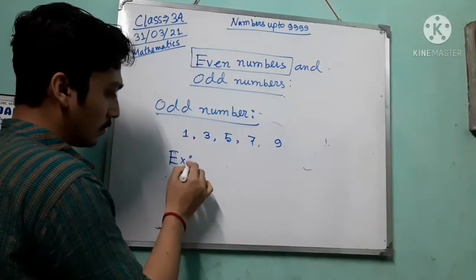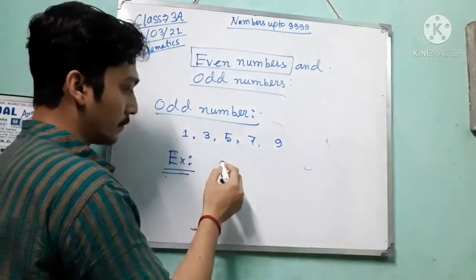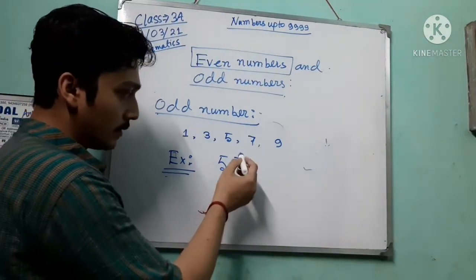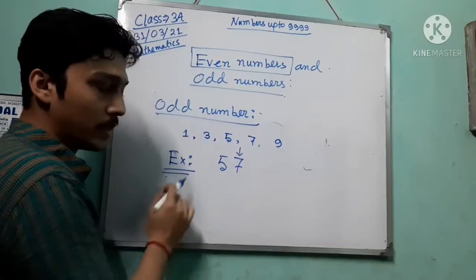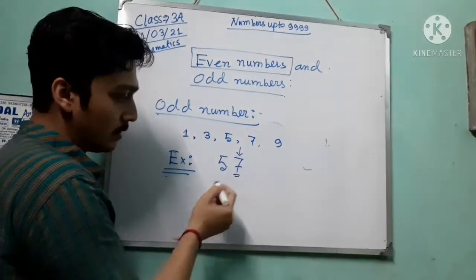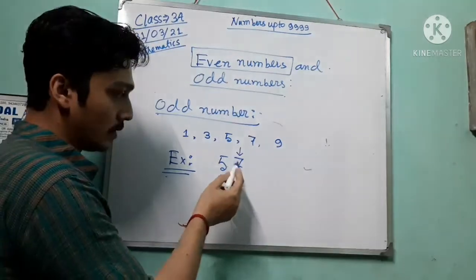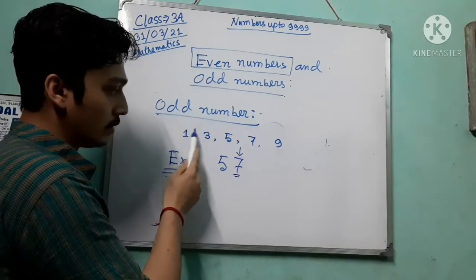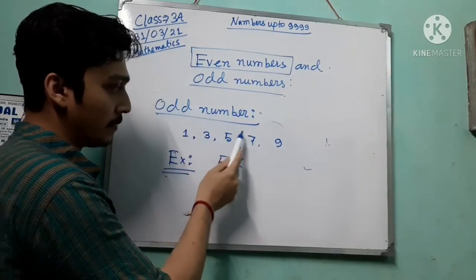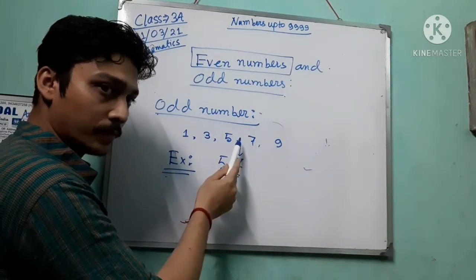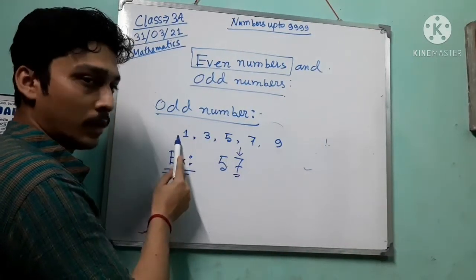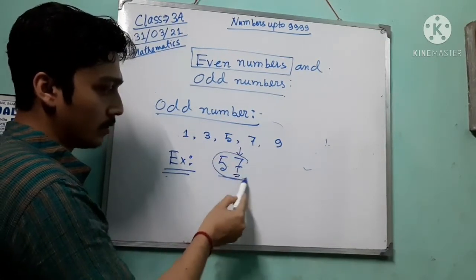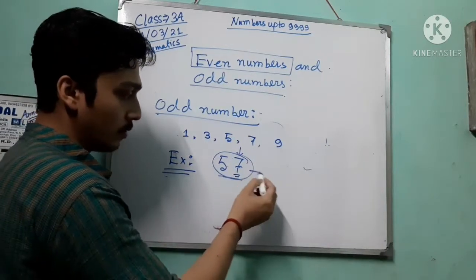Example: 57. You see, this is a two-digit number, and you have to check the ones place. Here is 7, and by definition, I have told that if any of 1, 3, 5, 7 and 9 is situated in the ones place, then the number will be called an odd number. So by definition, in the ones place this number is 7 and the total number, 57, is an odd number.